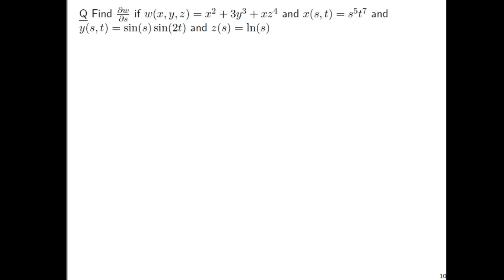Let's do another example. Find the partial derivative of w with respect to s. W is x squared plus 3y cubed plus xz to the fourth. X depends on both s and t, and x is s to the fifth, t to the seventh, and y depends on s and t. Y is sine of s times sine of 2t. And z depends on s alone. It is ln of s.